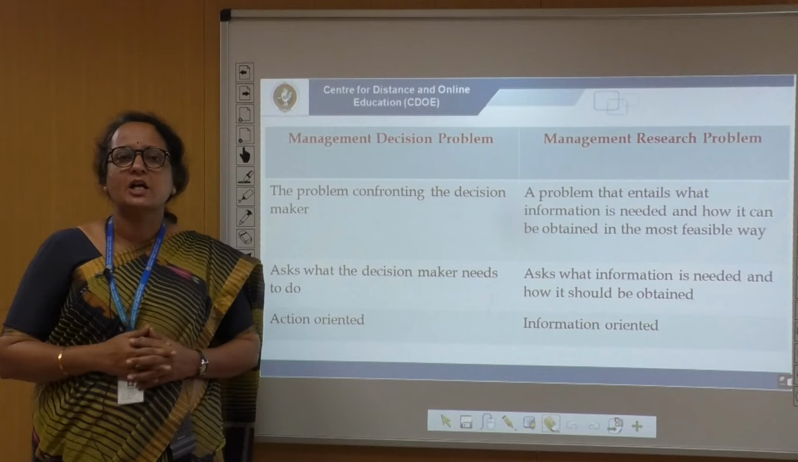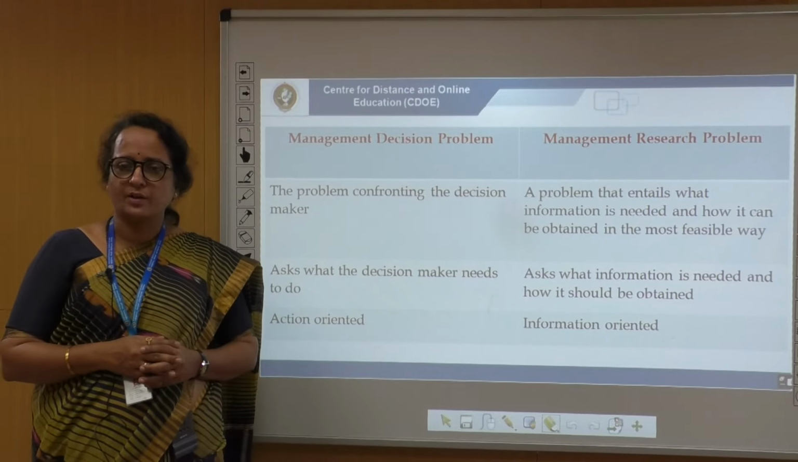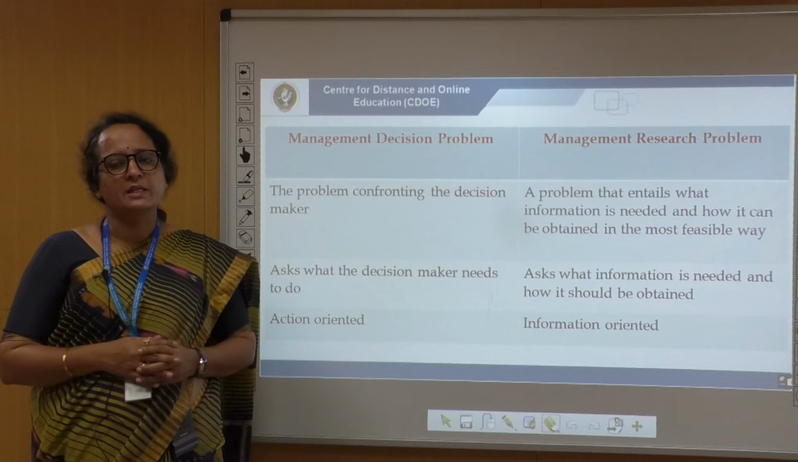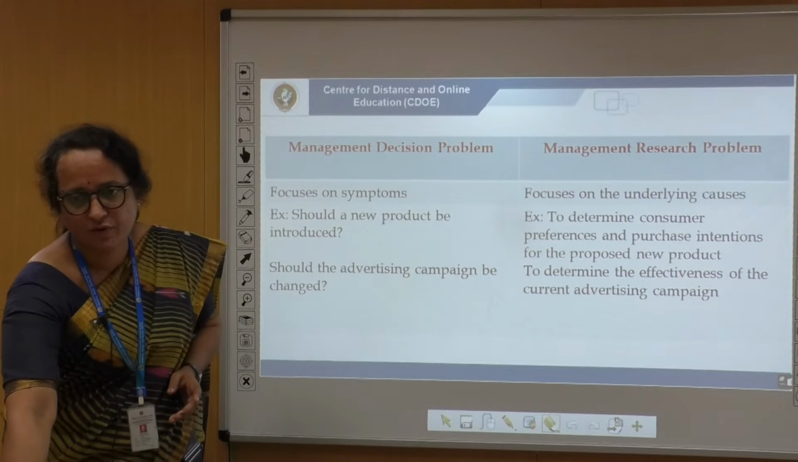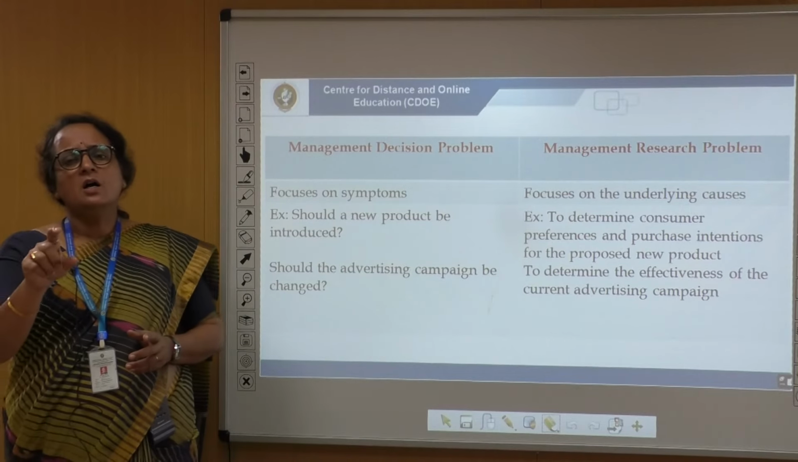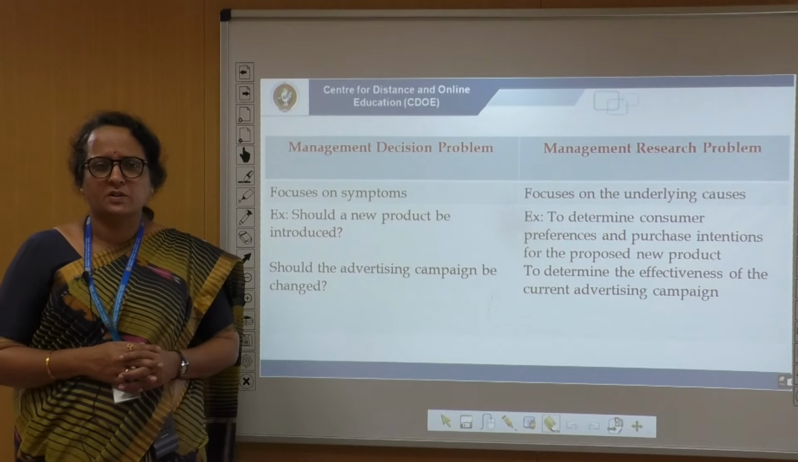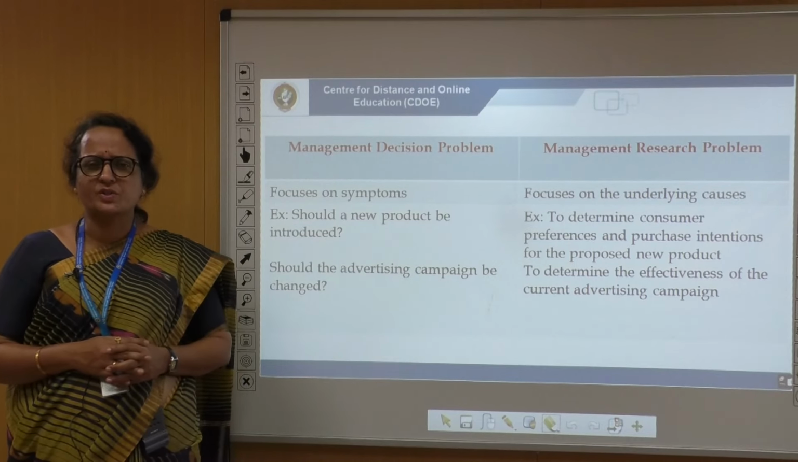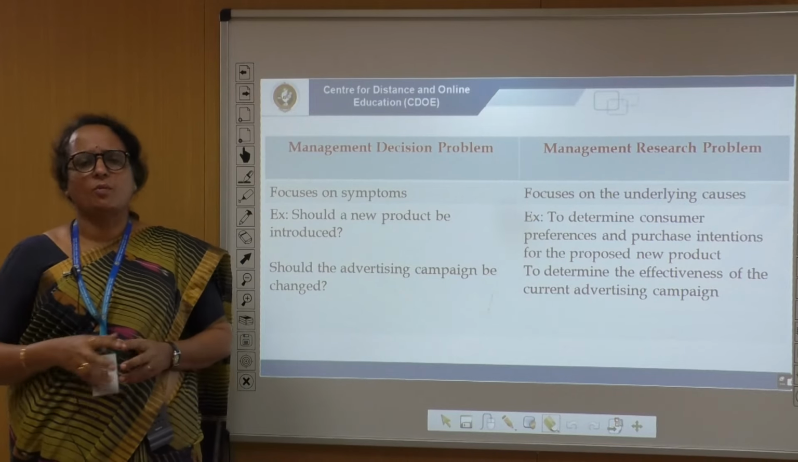So hence it is information oriented. Decision problem is action oriented, management research problem is information oriented. So these are the 3 points of differences between decision problem and research problem. 2 more differences. Decision problem is focused on symptoms. The emphasis of decision problem is mainly on the symptoms of the problem.